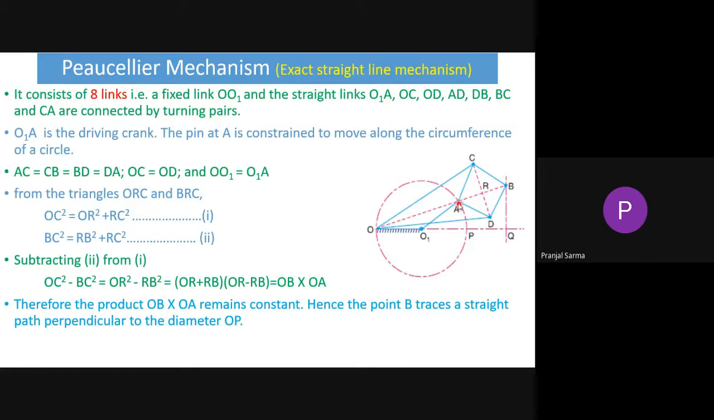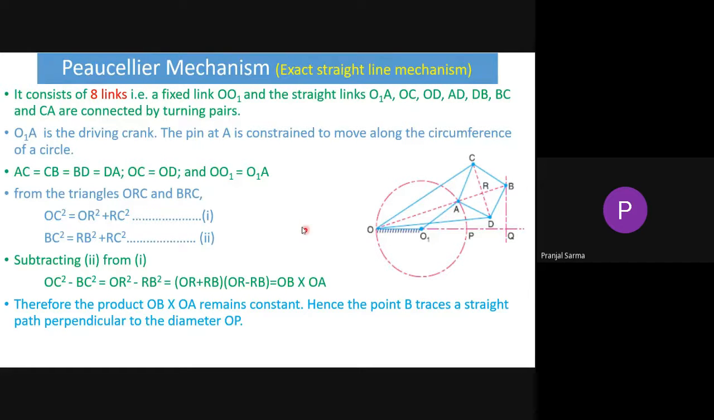That is nothing but a circle, right? So now here what happens, according to the design itself, this link length AC is equal to CB, which itself is equal to BD, equal to AD, as well as OO1 and O1A, that is the crank. So these two lengths are also the same. That means when it is rotating, somewhere during its motion, this point A will coincide with point O also, because this is the same length.